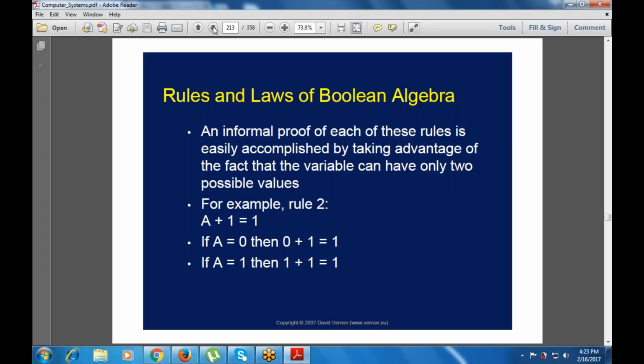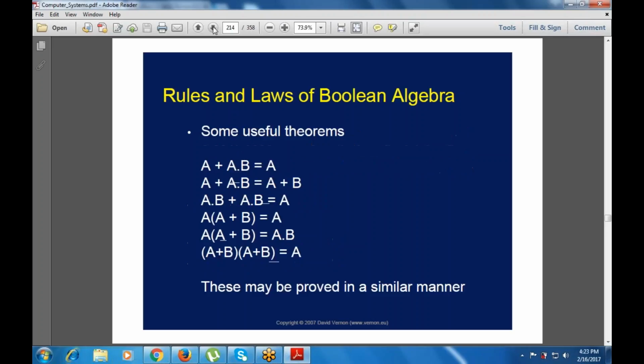Then what are the various rules and laws of the Boolean algebra? The informal proof of each of these rules is easily accomplished by taking advantage of the fact that the variable can have only two possible values. For example, rule 2, A plus 1 equals 1. If A equals 0, then 0 plus 1 is 1. And if A equals 1, then 1 plus 1 is again 1.